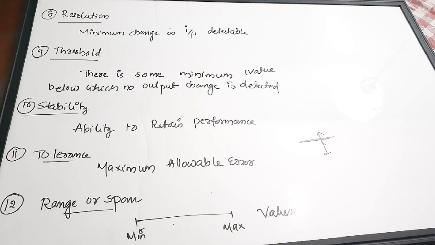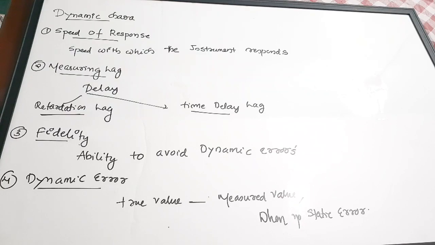Now we are going to see the dynamic characteristics of an instrument. The first one is speed of response. Speed of response is the speed with which the measurement system or the instrument can respond, that is, it can respond to the change in the quantity which it is measuring. So how fast it can respond or give output is called speed of response.